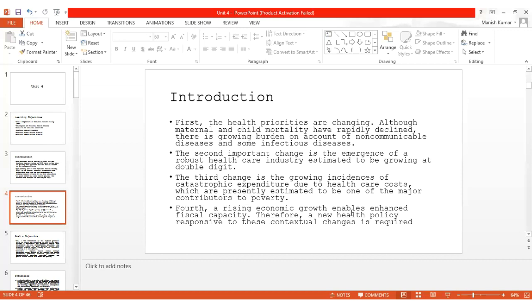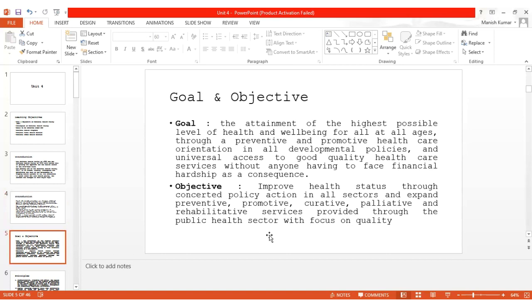So fourth, a rising economic growth enables physical capacity. This is more towards urbanization and rampant industrialization, because of which there is a shift in diseases, what we have already discussed. So the goal and the objectives.